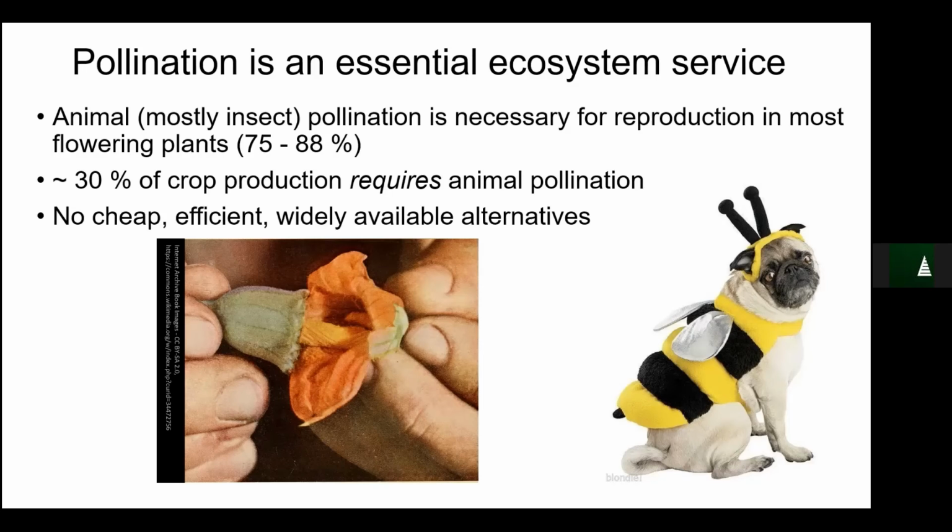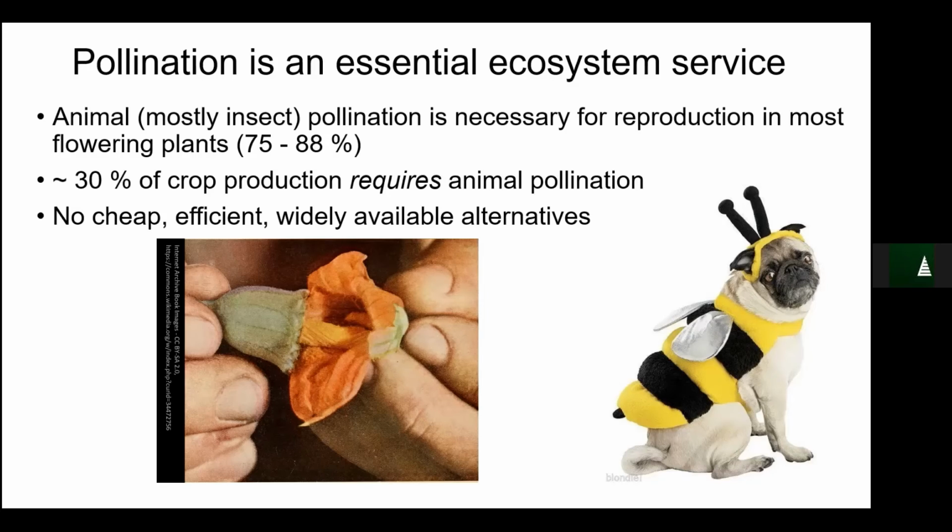If you look at the food production side of things, about 30% of crop production requires animal pollination, but I'm going to show you some evidence in a minute to suggest that even if you're growing something that doesn't require animal pollination, you probably want to have animal pollinators around. And the fact is that as of right now, there are no cheap, efficient, widely available alternatives to pollination. So it's really important that we know who our pollinators are and that we try to do some managing to keep them around, because no one wants to have to hand pollinate all their squash, right?